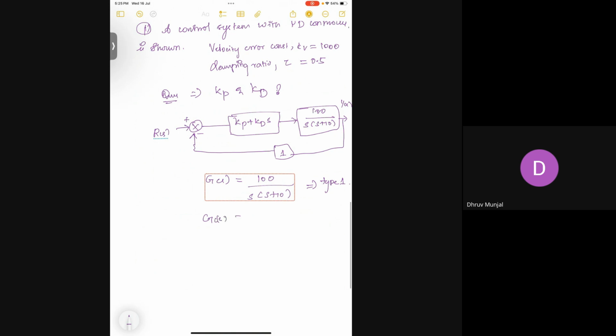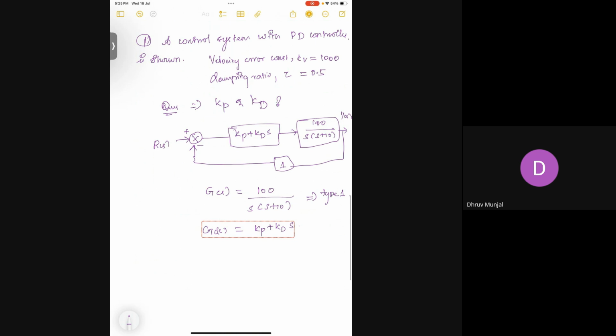s. So that is the Kp plus Kd of s. These two variables we don't know. We are going to find these variables. And the known input is the Kv error constant they have given. Since it is given the error constant, the input must be a ramp signal. This is the indirect information we can get from that.